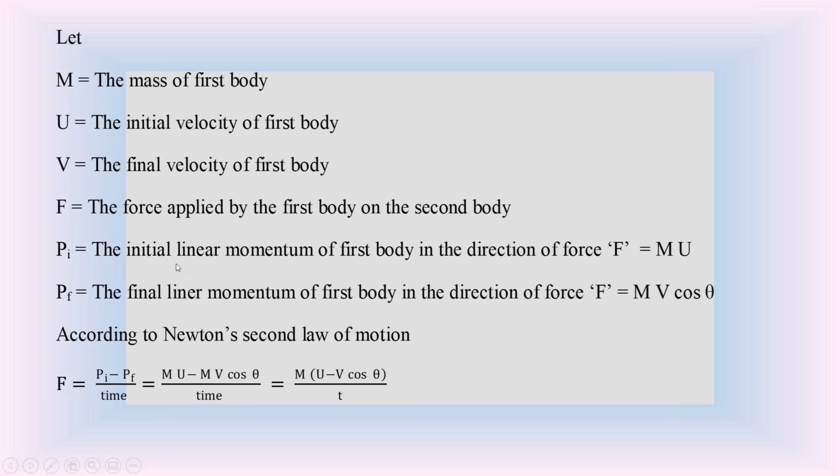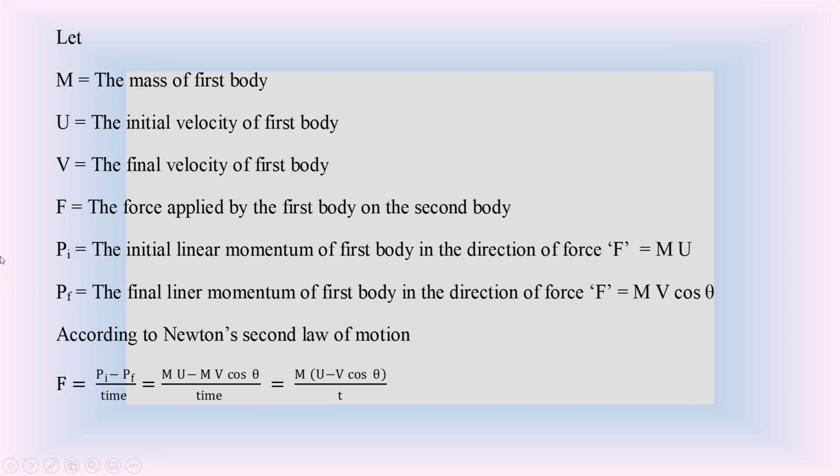So the initial linear momentum of the first body in the direction of force F is mass into velocity, whereas the final velocity is inclined, making the angle theta with the horizontal. So the horizontal component of the final velocity is V cos theta. The force is also horizontal, so the final linear momentum of the first body in the direction of force F is m into V cos theta. It is not simply V, because the final velocity V is in the inclined direction. Since the force F is in the horizontal direction, find that component of the final velocity in the horizontal direction, that is V cos theta.